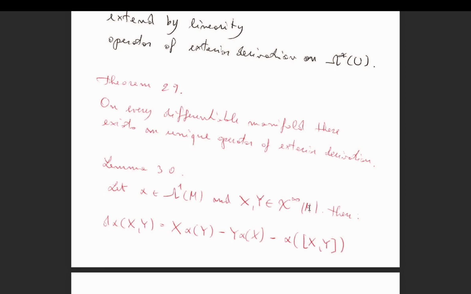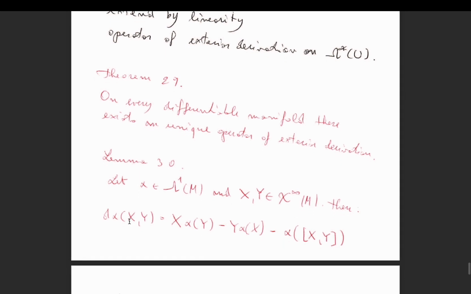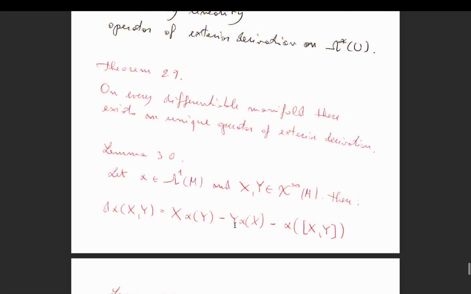On every differentiable manifold, there exists a unique operator of exterior derivation. This is a theorem. Furthermore, if alpha is an element of lambda 1 M and X and Y are smooth fields over M, then the differential of alpha applied to X and Y is equal to X alpha(Y) minus Y alpha(X) minus alpha applied to the commutator of X and Y.